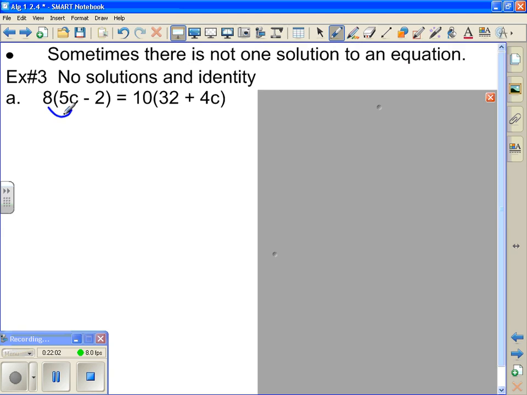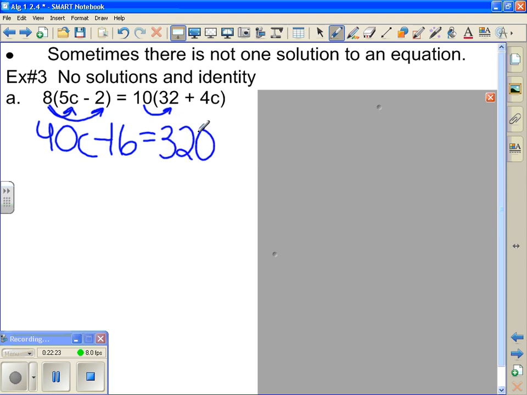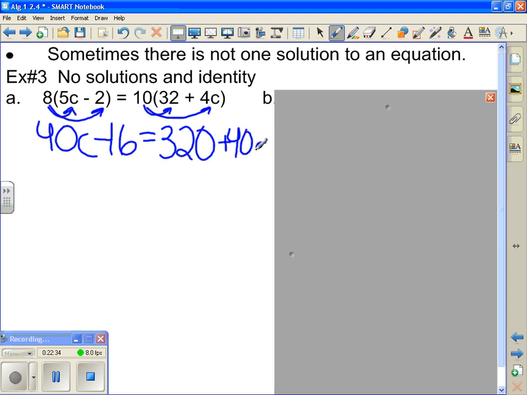8 times 5c. Good job. 40c. 8 times minus 2. Good. Minus 16. Now for the other side of the equals, 10 times 32. Good. That's right. Just add a 0. Make it 320. And 10 times 4c. Good. 40c. There's no like terms on the left or the right.